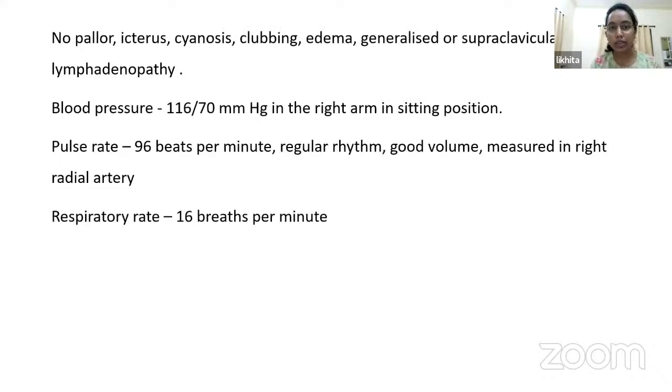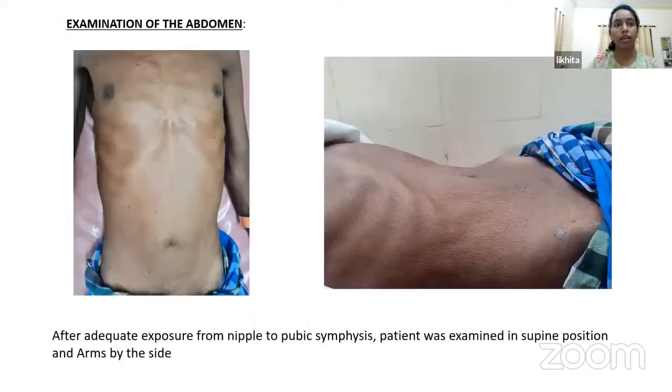No pallor, icterus, cyanosis, clubbing, edema, or generalized or supraclavicular lymphadenopathy. His blood pressure was 116/70 in the right arm in sitting position. Pulse rate was 96 beats per minute, regular rhythm, good volume, measured in the right radial artery. Respiratory rate was 16 breaths per minute.